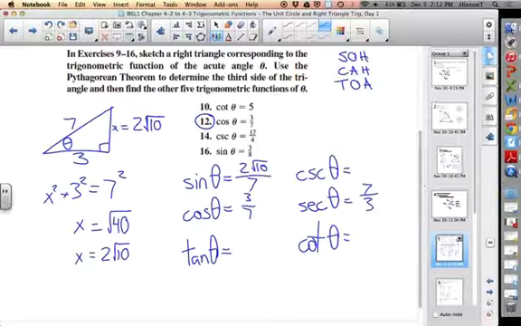Which means our cosecant would equal 7 over 2 root 10, which we would want to simplify. We're doing 7 over 2 root 10 multiplied by root 10 over root 10. That's where we get the 20 on the bottom and 7 root 10 in the numerator, so 7 root 10 over 20.